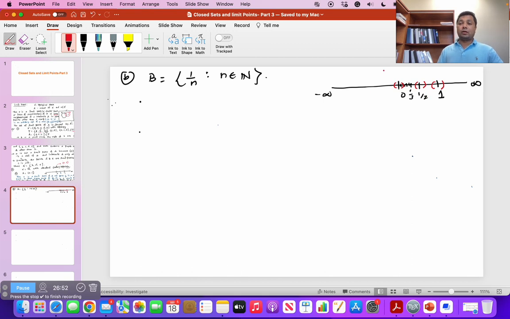And outside of B, for example, if you pick the point -1, we can find a neighborhood of -1 which will not intersect B at all. So -1 is not a limit point of B. If we take any real number other than 0, then a neighborhood will either intersect B at that point only, or will not intersect at all. So the only limit point of B is 0.